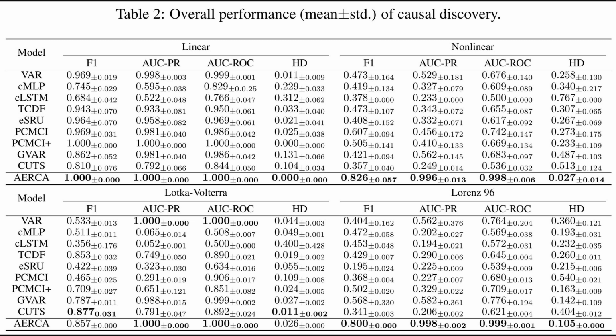Alright, so this next table, Table 2, shows us the overall performance of that Granger causal discovery part we just talked about. Figuring out those predictive relationships. It compares their AERCA model against several others on different kinds of data, like linear and nonlinear. We see metrics like F1 score, a measure of accuracy, and also AUCPR, or area under the precision recall curve, and AUCROC. These area under the curve scores, well, higher values mean the model is better at correctly identifying causal links. Then there's Hamming distance, where a lower score is better, indicating fewer errors in the discovered causal structure. AERCA achieves perfect scores on the linear dataset, and really stands out on the nonlinear ones too.